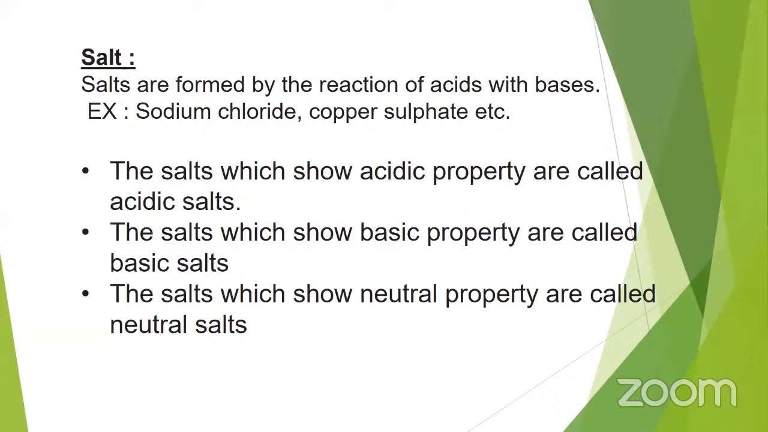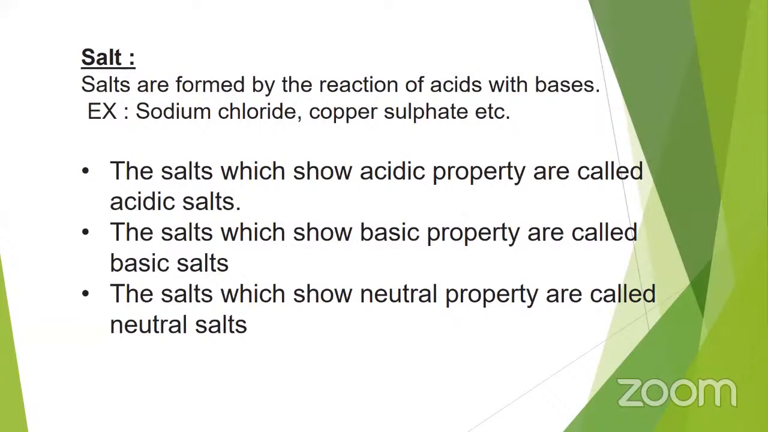Some salt names are given here: sodium chloride, copper sulfate, potassium nitrate, potassium iodide. So many salts are there. The salts which show acidic property are called acidic salts, whereas salts which show basic property are called basic salts. When does an acidic salt form?